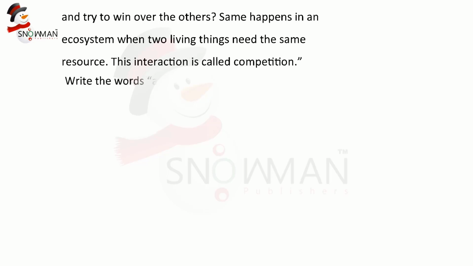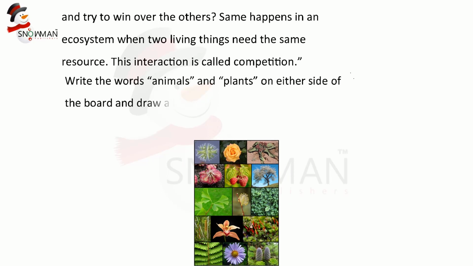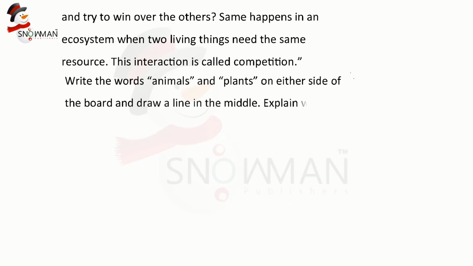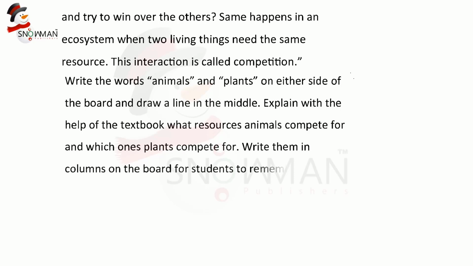Write the words animals and plants on either side of the board and draw a line in the middle. Explain with the help of the textbook what resources animals compete for and which ones plants compete for. Write them in columns on the board for students to remember.